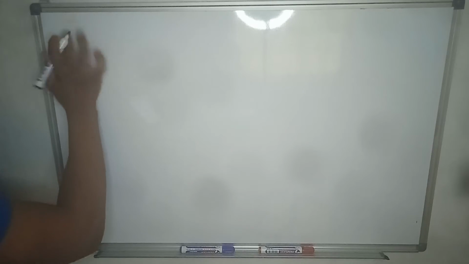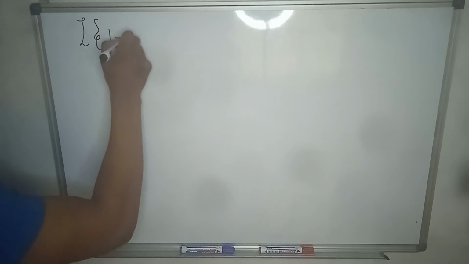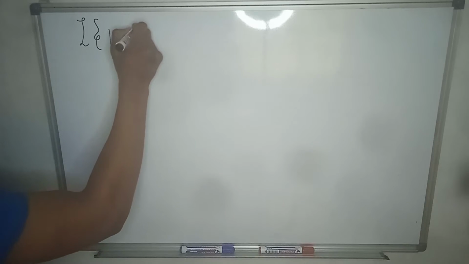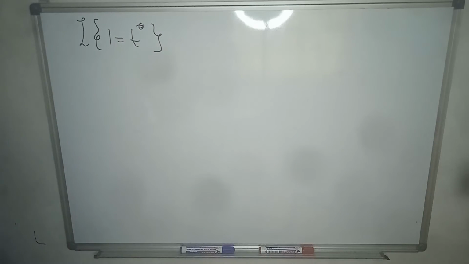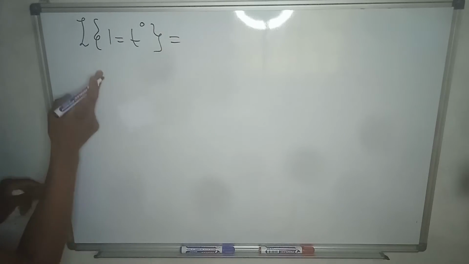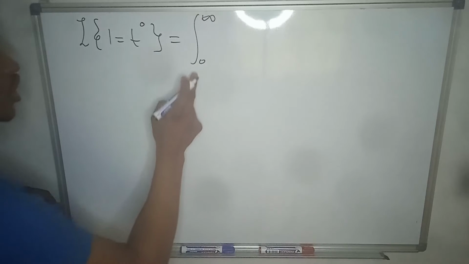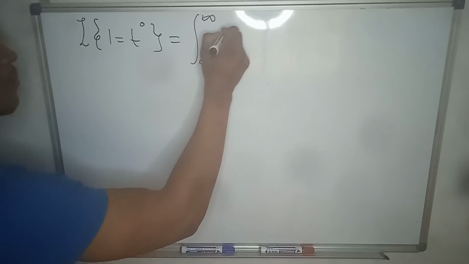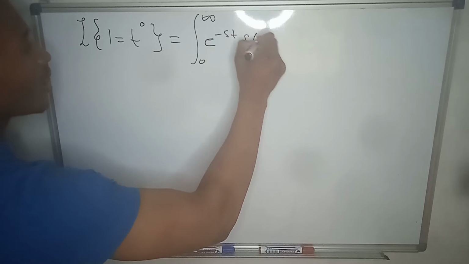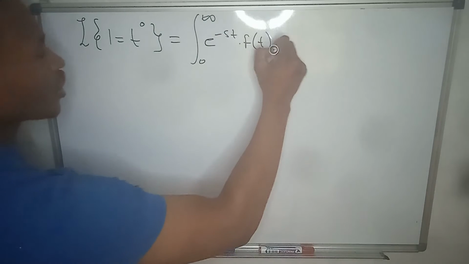So suppose that you are asked to evaluate the Laplace transform of 1, which is also t^0, and right here it is our function. So we are going to say that this is equal to the integral which starts from 0 to infinity of e^(-st) times f(t). In this case, our 1, or our t^0, is our f(t) dt.